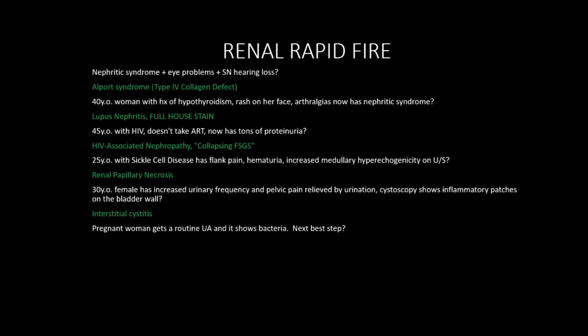So we kind of talked about this earlier. Pregnancy is a very good renal population to know about, because there's things we do a little bit differently than the normal population. So the pregnant woman, she gets a routine UA and it shows bacteria, but she's totally asymptomatic. What's your next best step? Treat it. Yeah, you got to treat it.